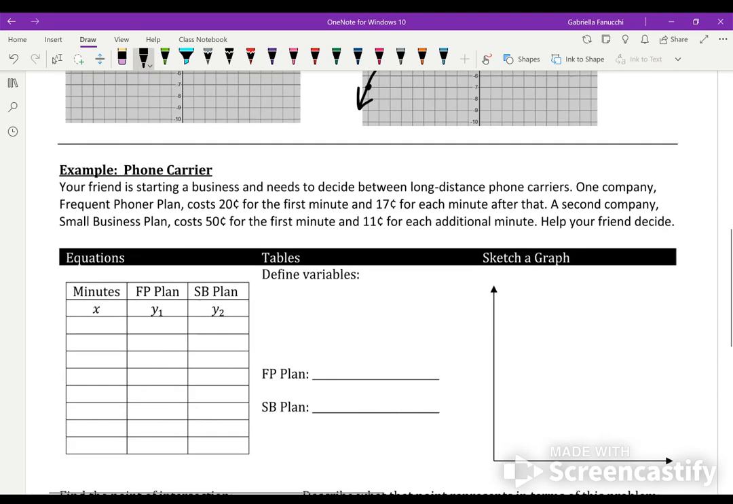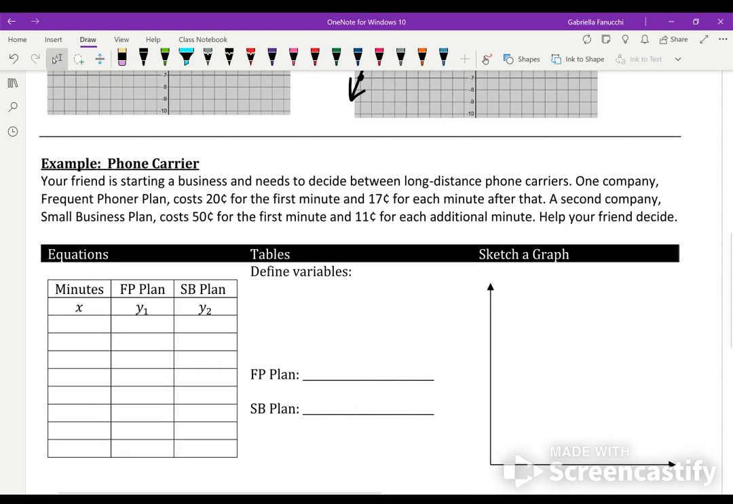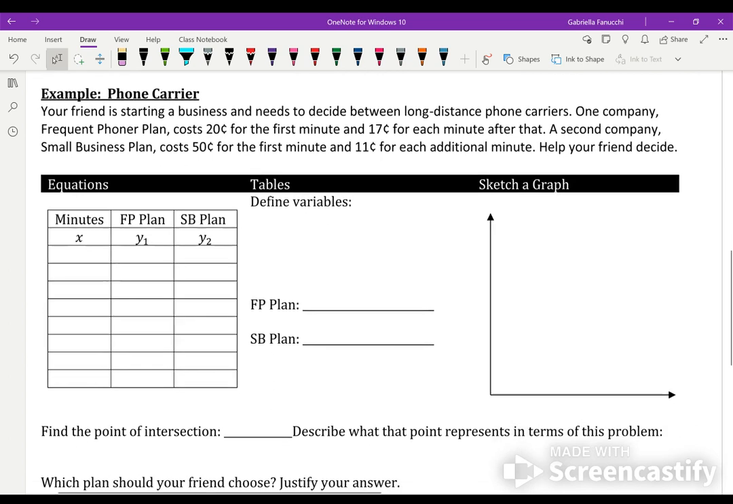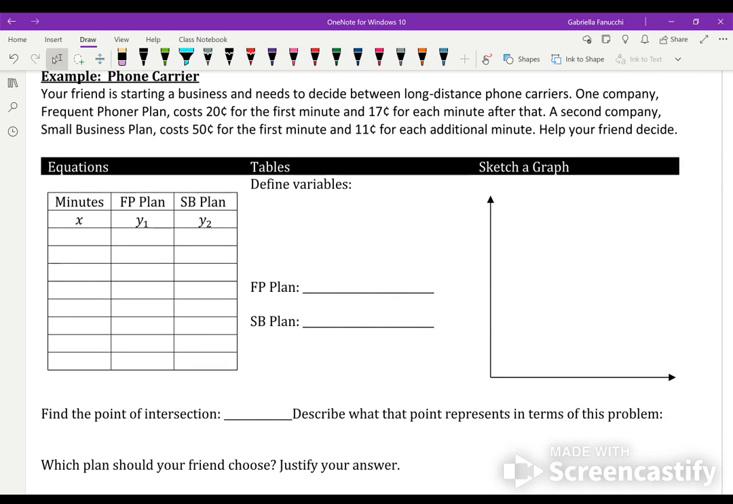So we have, your friend is starting a business and needs to decide between 2 long-distance phone carriers. One company, frequent phoner plan, costs 20 cents for the first minute and 17 cents for each minute after that. A second company, small business plan, costs 50 cents for the first minute and 11 cents for each additional minute. Help your friend decide. So we first need to do a table, then we need to define the variables, the equation, and then we're going to graph.